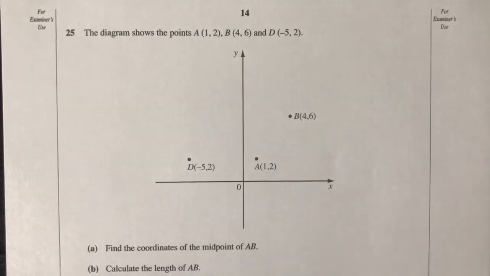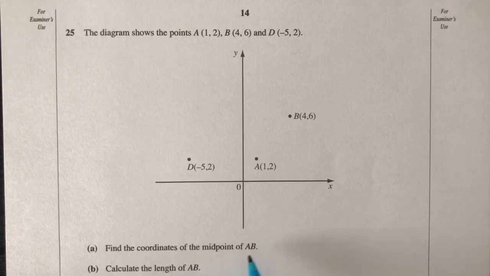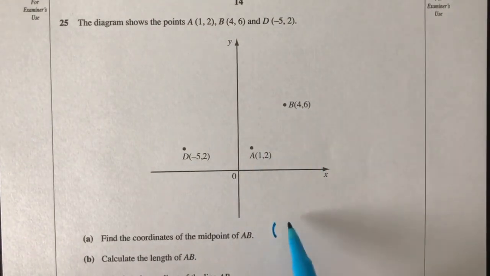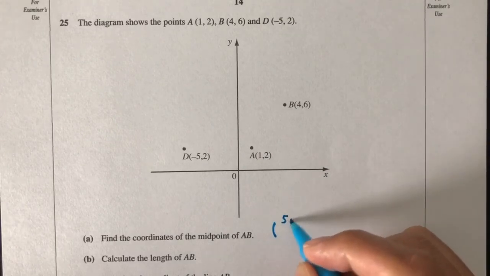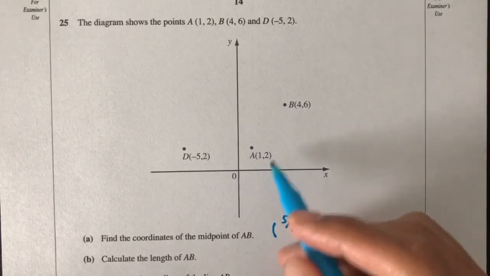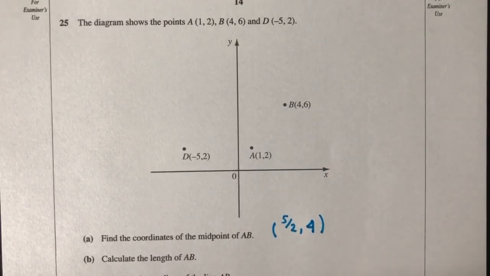Question number 25, the diagram shows the points A, B, and D. Now, part 1, find the coordinates of the midpoint of AB. Pretty easy. We add x1 plus x2, over 2, that is 5 over 2. Then y1 plus y2, divided by 2 will be 4. That will be your midpoint of AB.